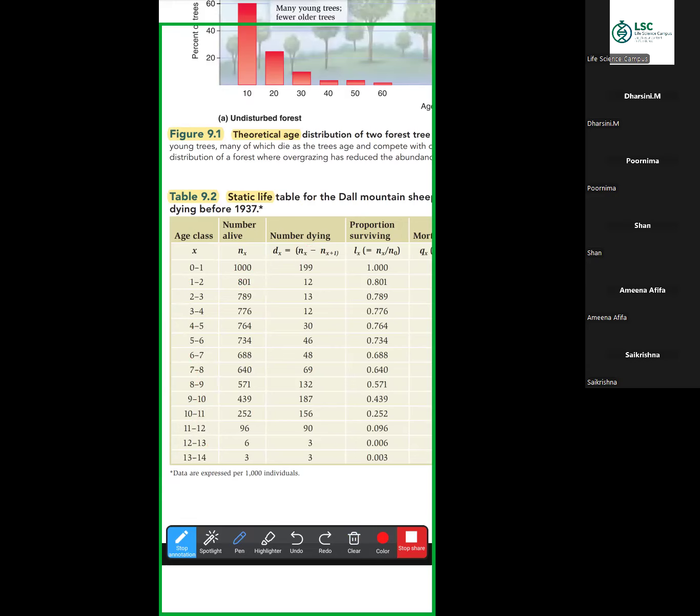Is it clear? These two equations are important for doing questions.